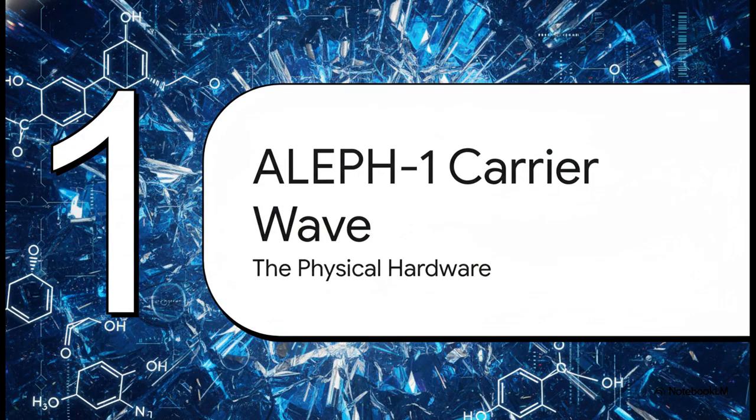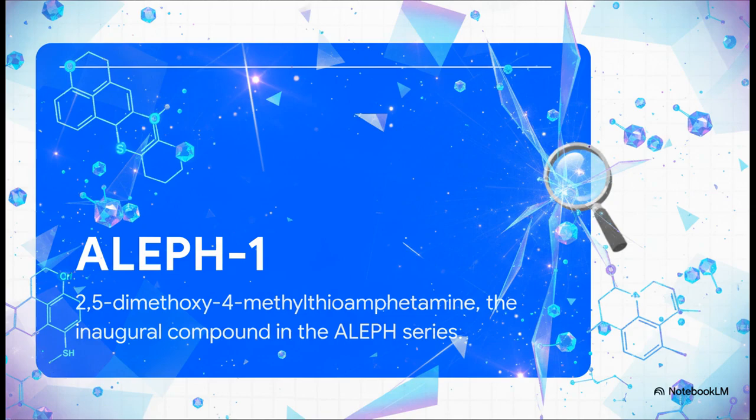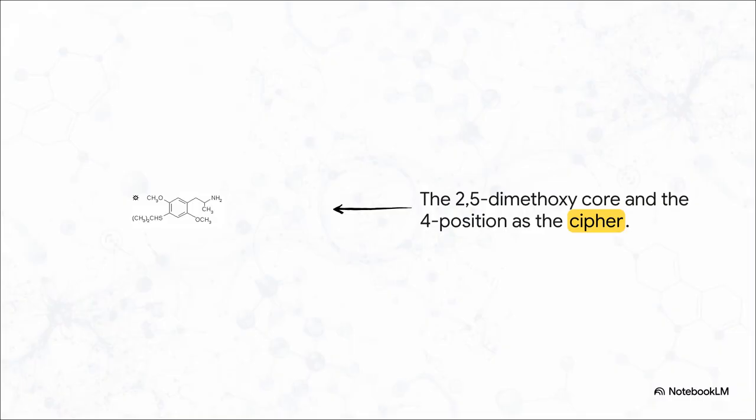Section 1. The Aleph-1 carrier wave. Okay, our physical starting point is the actual molecular hardware synthesized by Alexander Shulgin back in the 1970s. We're talking about ALF1. This is our physical subject, and it's the inaugural compound in Shulgin's sulfur-substituted phenolphthalein series. He actually named it after the first letter of the Hebrew alphabet. Now, you might be wondering, why is this specific molecule so incredibly crucial to our framework today? Well, it's because ALF1 isn't just a chemical, it's a structural vector. It acts as a carrier wave that forces a sensory collision, deliberately creating an interference pattern right in the human mind.